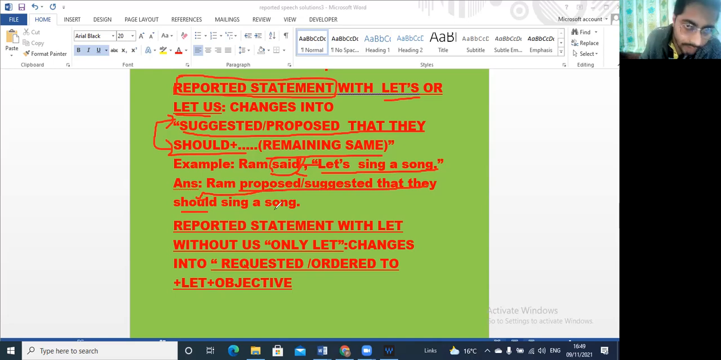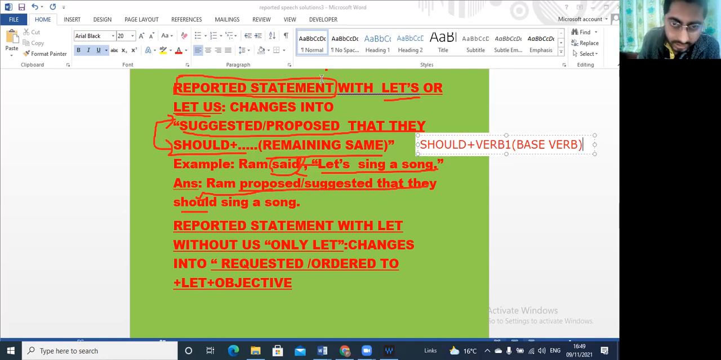Now, let me clarify for you all. After should, which verb should be used? Verb 1. Undoubtedly, we should use verb 1 after should. Should plus verb 1 is used. Verb 1 is also called the base verb or the root verb. Now let's move downside.